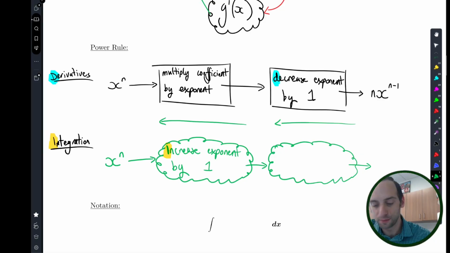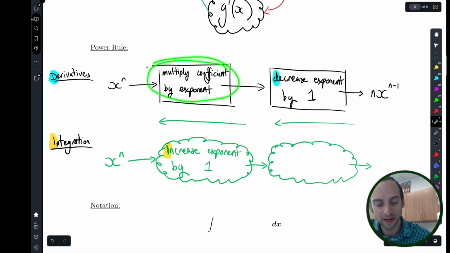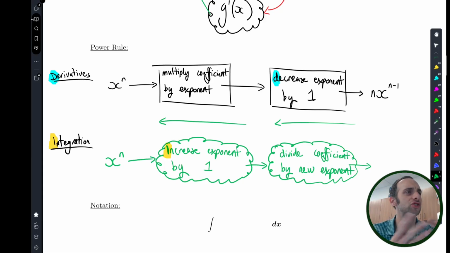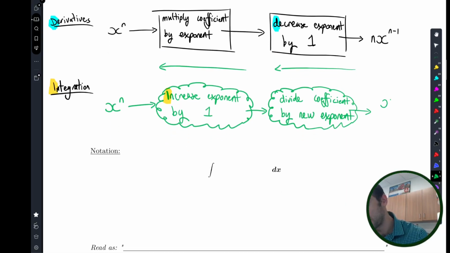The next step will be to undo the multiply coefficient by exponent. The opposite of multiplication is division. So in this case, we will divide the coefficient by, I'm going to call it the new exponent. I like that word new in there because that reminds me that I need to change the exponent first with that increase by 1. So this is our reverse power rule machine, and what will come out of here is x to the n plus 1. That's me increasing the exponent, and then I will divide this by the new exponent, which will be n plus 1.